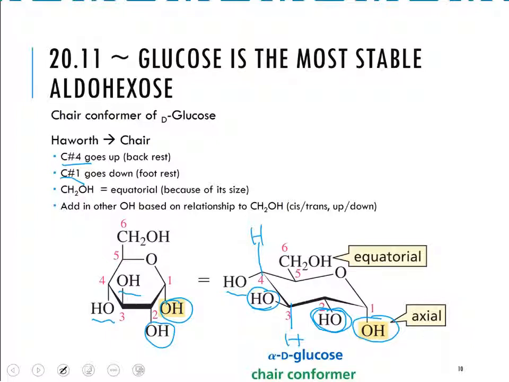So this is the alpha D glucose structure, and almost every alcohol or every substituent is equatorial except for that anomeric alcohol. The beta D glucose does have that alcohol equatorial as well. And if you remember way back when we first talked about chairs, equatorial is the most stable position. So the beta D glucose is the most stable carbohydrate in the chair form.